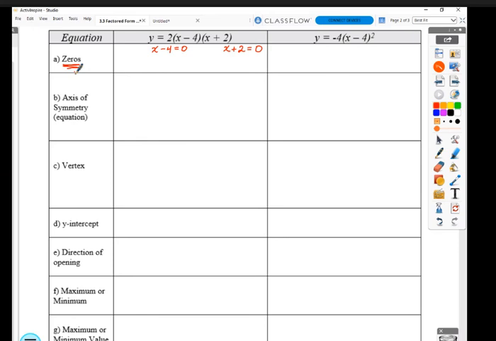Now, we should solve for the x-intercept. So when we solve for x, we have this minus 4 here that we're going to take and bring to the other side. So we really just get x equals positive 4, and that is one of the x-intercepts.